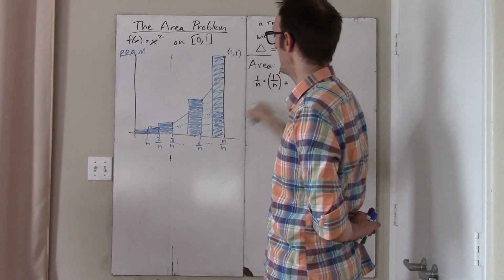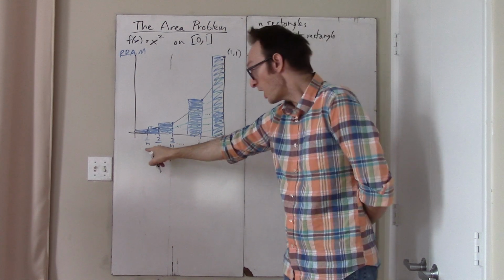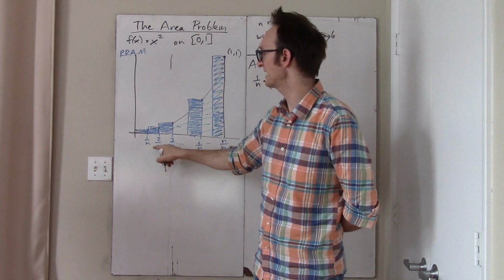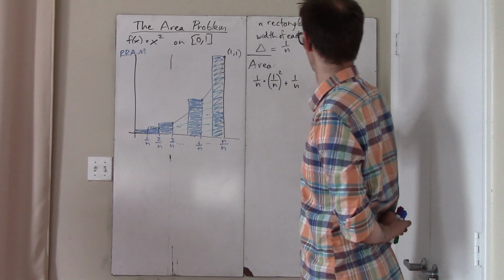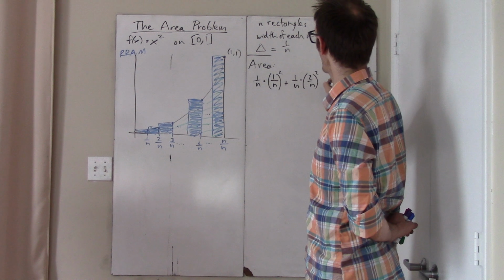And then, how about the second rectangle? Its width is also 1 over n, and its height is whatever I get when I plug 2 over n into x squared. So that's 2 over n squared.